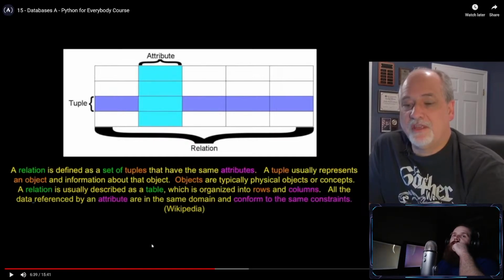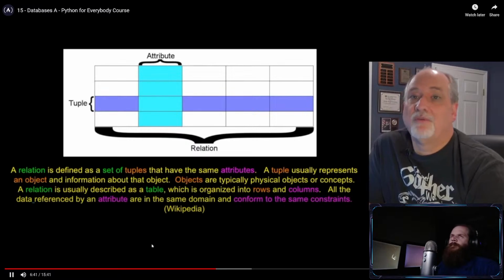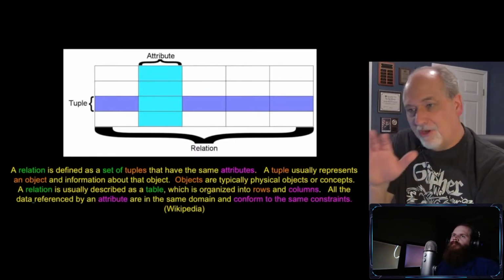A relation is defined as a set of tuples that have the same attributes. A tuple usually represents an object and information about that object. Objects are typically physical objects or concepts. A relation is usually described as a table, which is organized into rows and columns. All the data referenced by an attribute are in the same domain and conform to the same constraints. In theory, you'll see words that look like this.